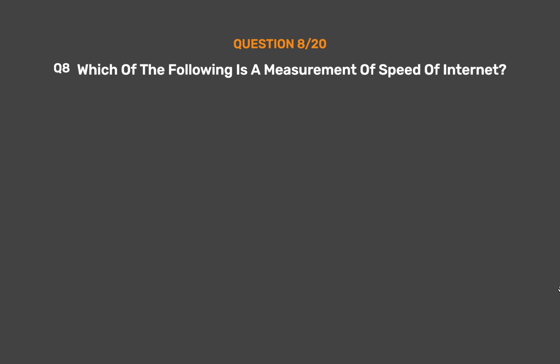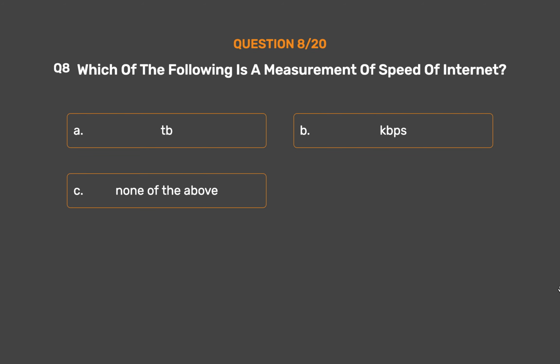Question number 8. Which of the following is a measurement of speed of internet? Option A. TB. Option B. kbps. Option C. None of the above. Option D. All the above.